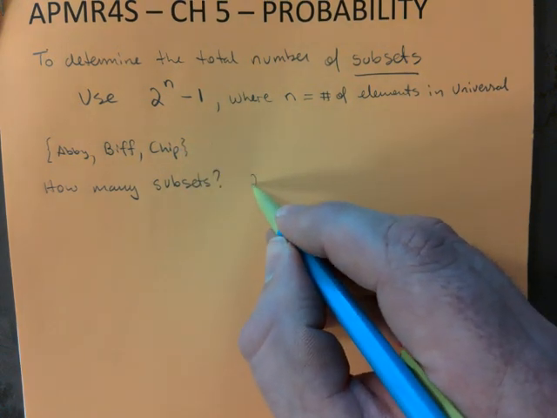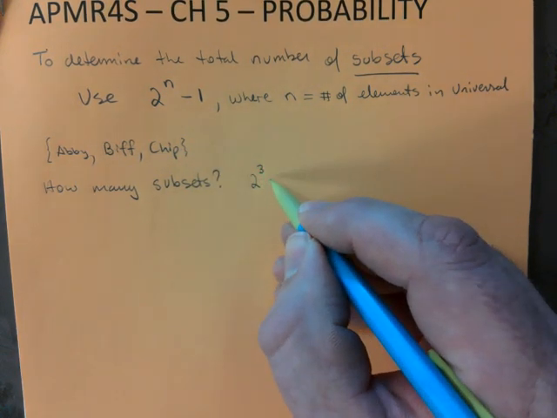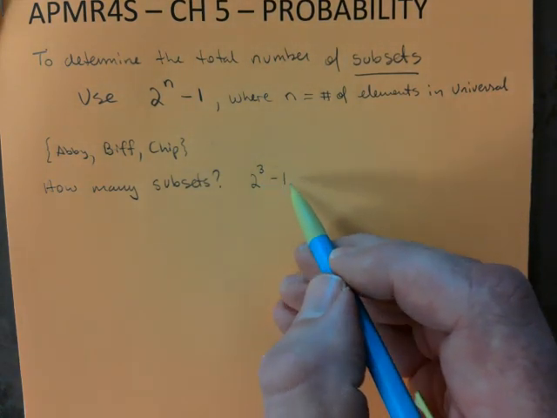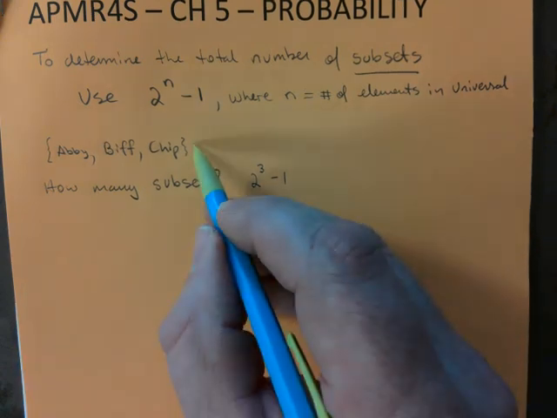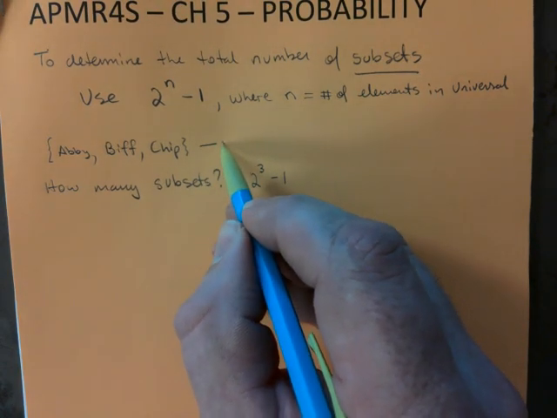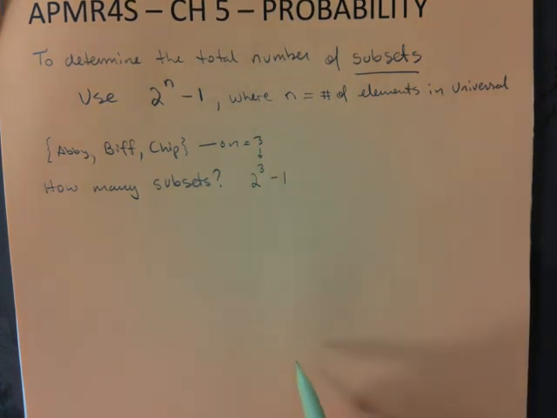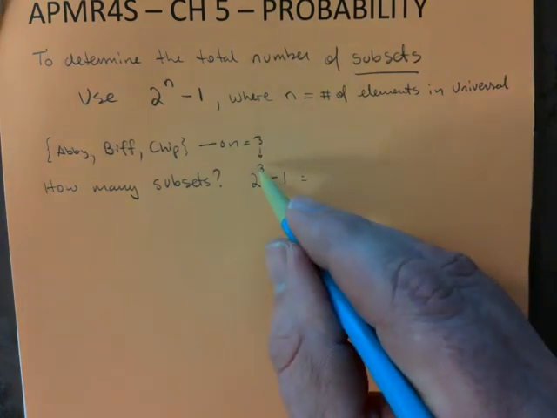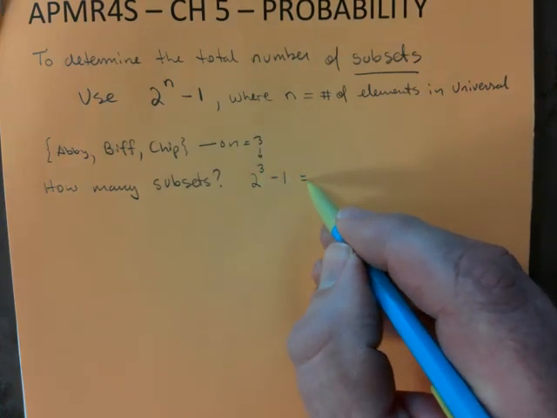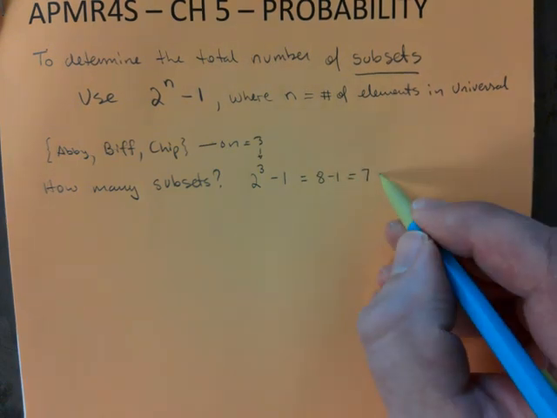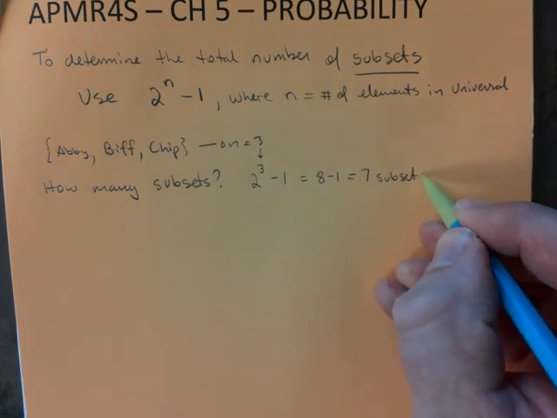So you go 2 to the n minus 1, right? The number of items is 3, so that's the exponent there. So what's 2 to the power of 3? That's 2 times 2 times 2, right? That's 8 minus 1. So 7 subsets can be made.